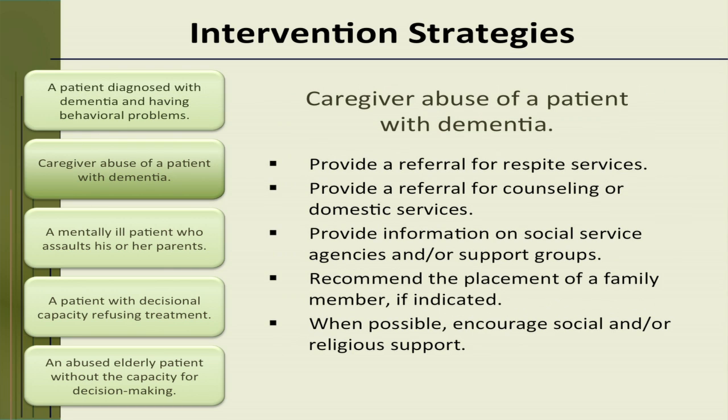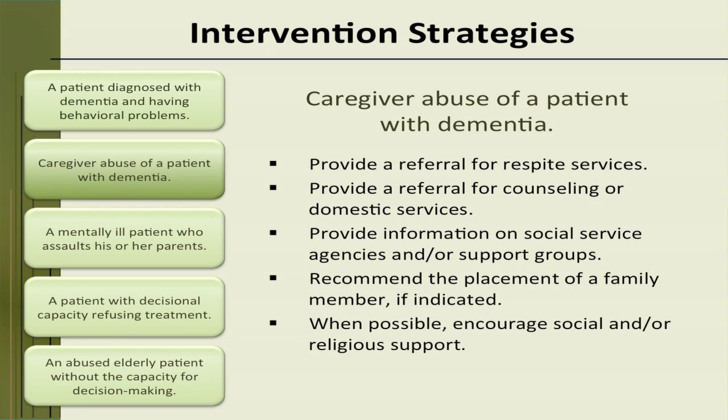Now, what about caregiver abuse of a patient with dementia? Well, we may want to provide a referral for respite services, and a referral for counseling or domestic services. The referral for respite services depends on the reason for the abuse. Maybe this caregiver is having caregiver burnout, or they're really stressed out, having financial troubles that are causing them stress, which then leads to having a hard time with the patient, and therefore they end up abusing them. And so providing these respite services may take some of that burden off of the caregiver and possibly reduce that type of abuse. We may be able to provide information on social service agencies or support groups that could help.